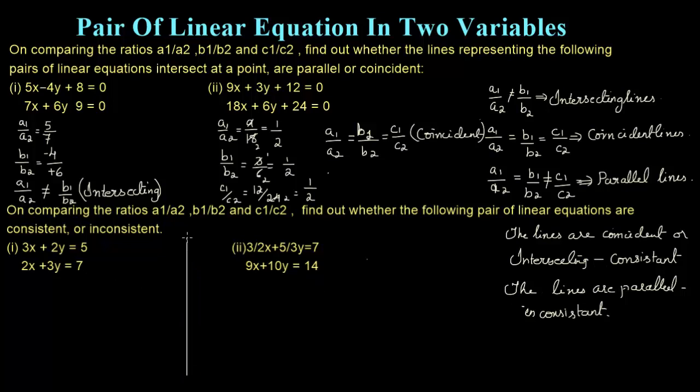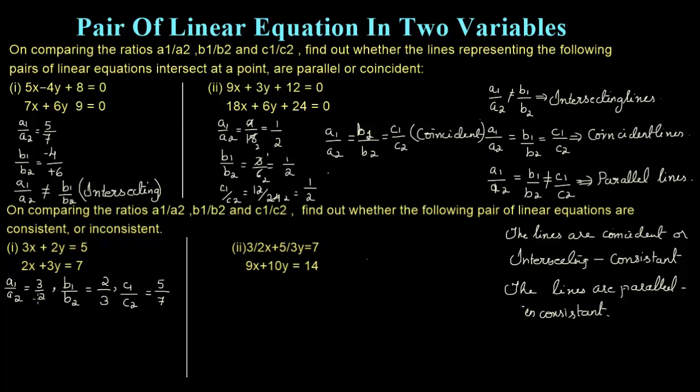Is it consistent or not? So now let me find out the ratios. Based on that we will decide if it is intersecting, parallel or coincident, and based on that we will find out if it is consistent or inconsistent. So a1 by a2, it is 3 by 2, right? Then b1 by b2, it is 2 by 3. Then let us find out c1 by c2, it is 5 by 7.